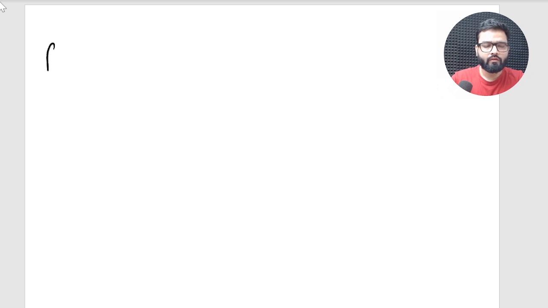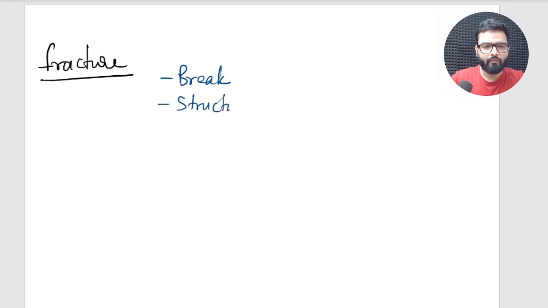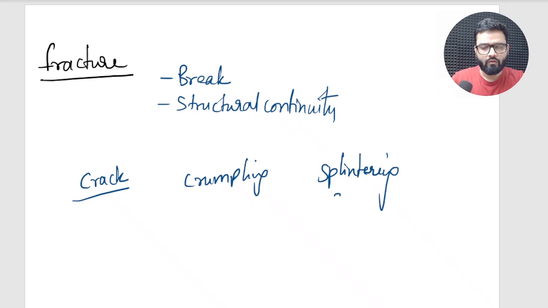So we are going to learn today about trauma. Now first we need to discuss what is the definition of a fracture. A fracture is the break in the structural continuity of the bone. It may be a crack or crumpling or splintering of cortex.